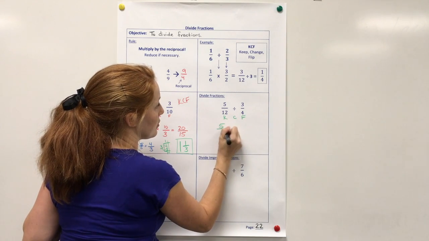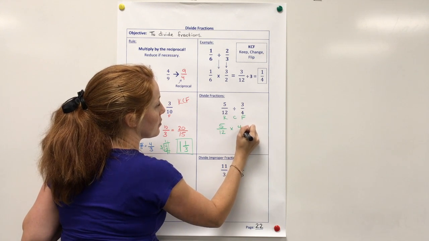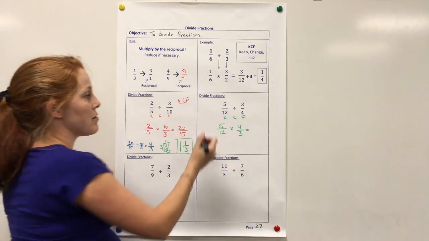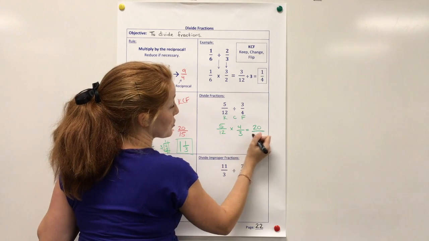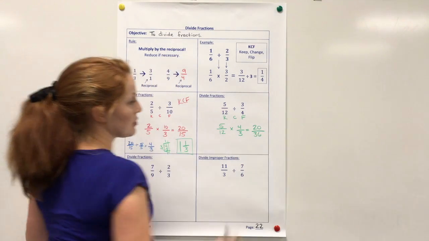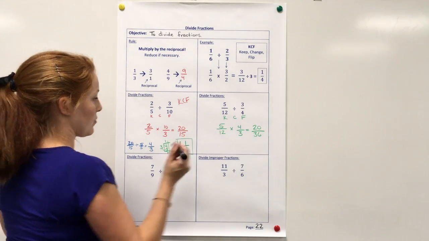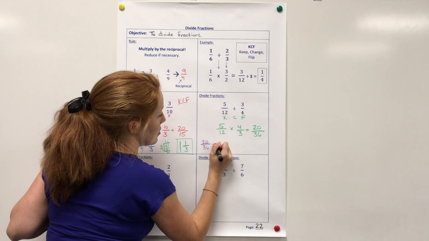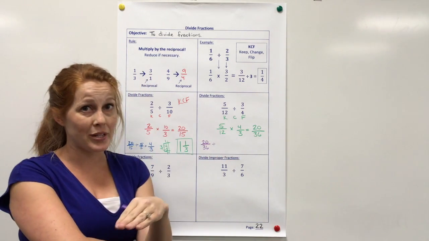Keep, change, flip. Now multiply. 5 times 4 is 20. 12 times 3 is 36. Okay, now I need to reduce. 20/36. Let's see, what could I divide by? Well, I know they're both even, so 2 would definitely work.